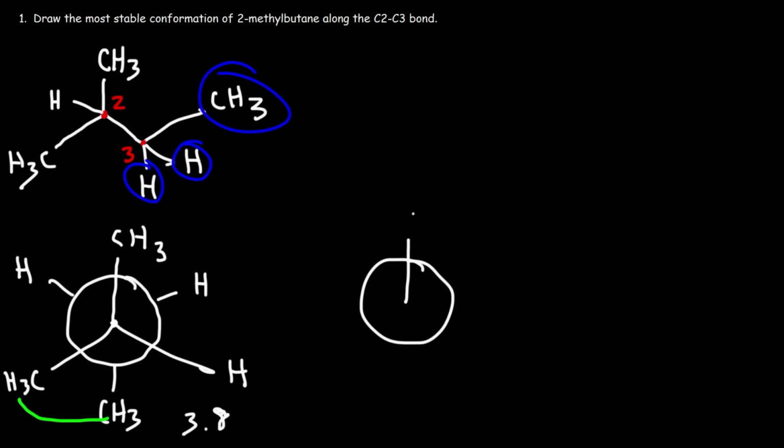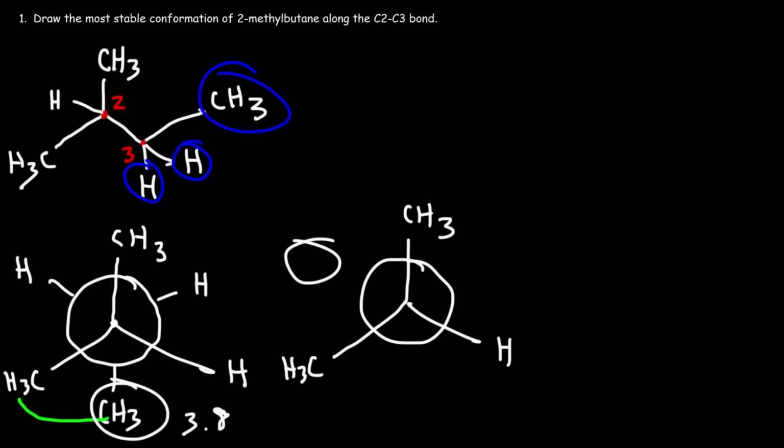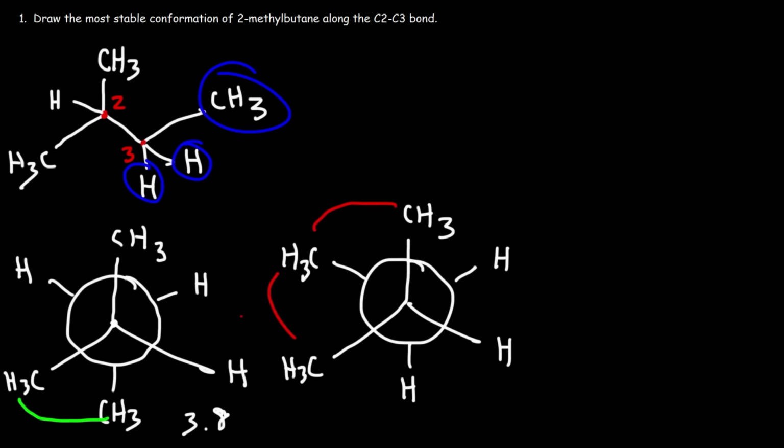Now let's draw another one. Let's see what other Newman projections we can draw so we can compare it to our first example. The first 3 groups, I'm going to keep the same. Let's put this methyl group here, and then we can place the other two hydrogen atoms. Notice that we have two gauche interactions. So the energy profile for this particular conformation is going to be 3.8 plus 3.8, which is 7.6 kilojoules per mole.